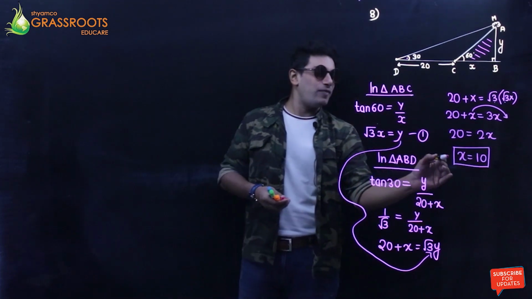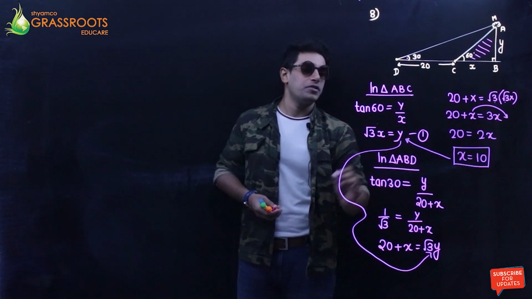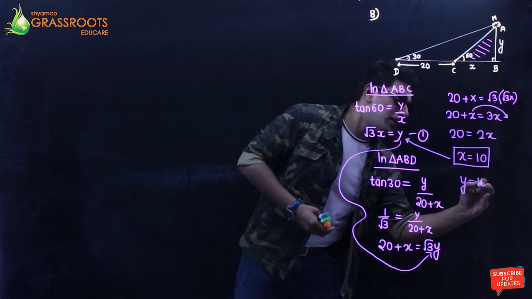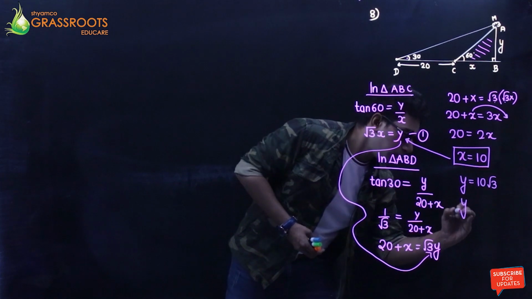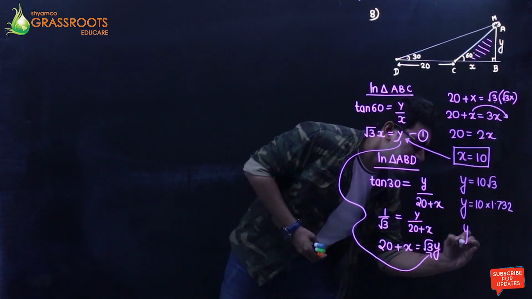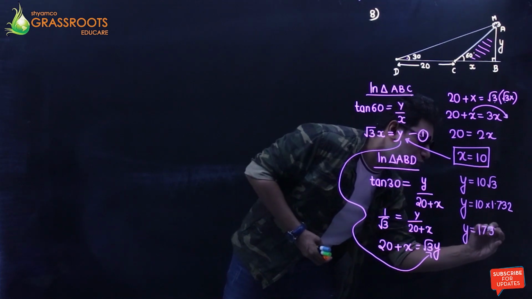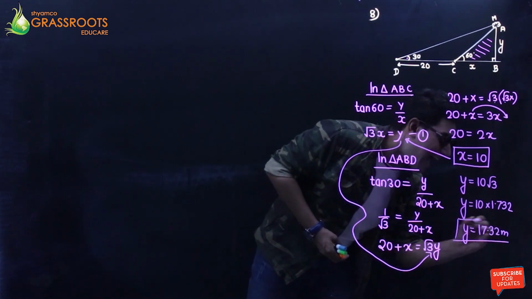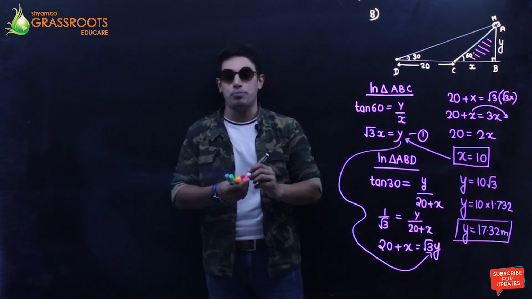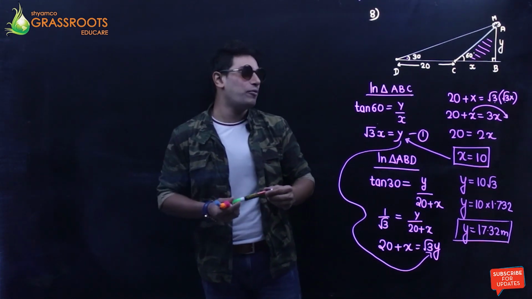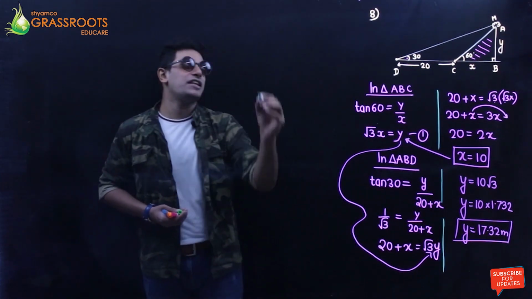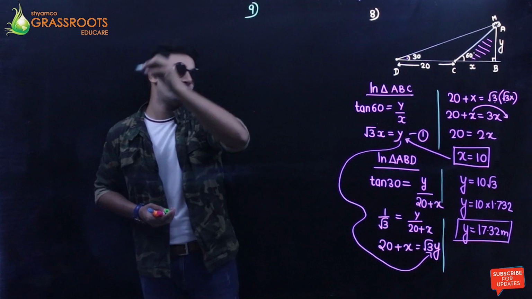If you put back the value of x out here, you get y is equal to 10 root 3, which is 10 into 1.732, which makes it 17.32 meters. So, can I say that the height of the tree is 17.32 meters? Perfect. So, this was my question number 8 for you all. Let's go to the 9th question.